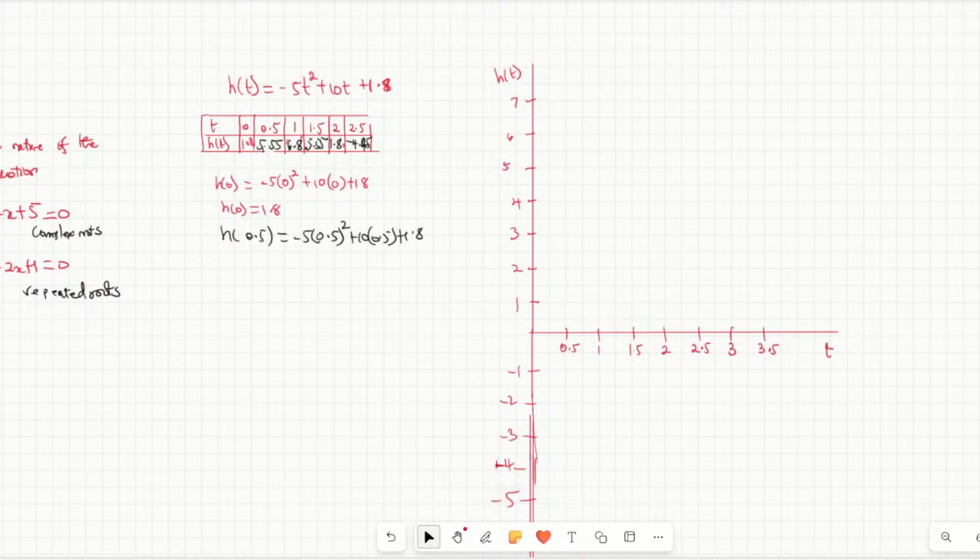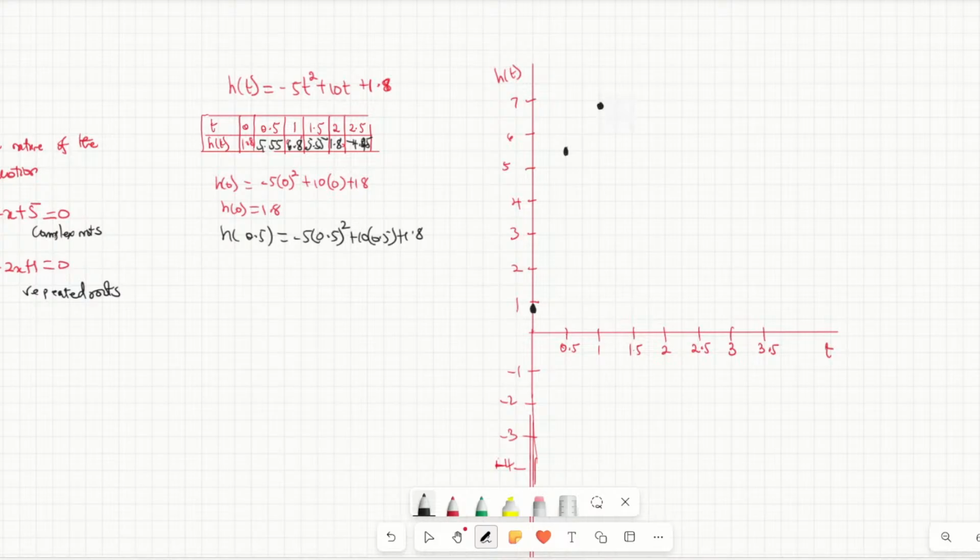Right, so let's plot our points. The first point is 0 and then 1.8, which is somewhere here: 0 on the t, 1.8 on the h of t. The next one is 0.5 and then 5.55, which is somewhere here. And then the next one, we have 1, and then we have 6.8, somewhere here.